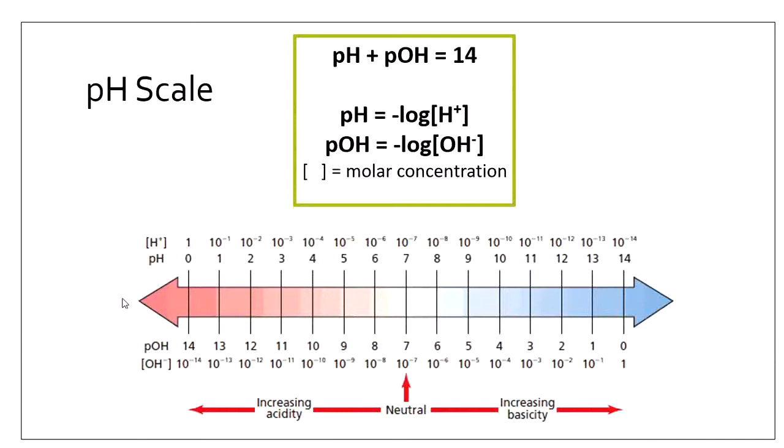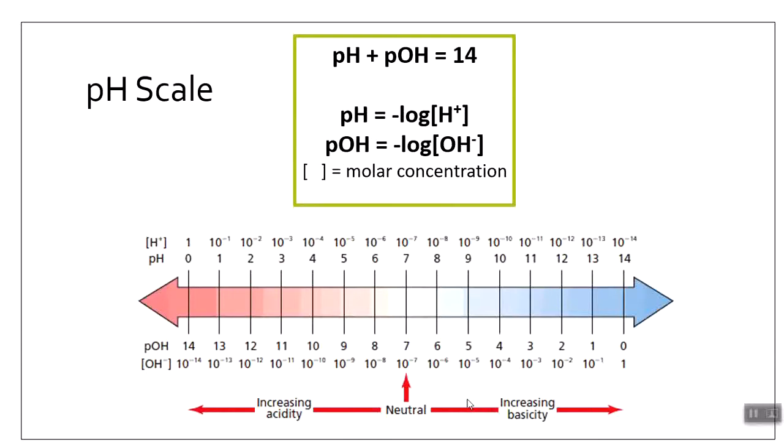Now remember, I said that the pOH is completely opposite of pH, right? And you can see that in the scale. pH is going from 0 to 14. When pH is 0, pOH is 14. When pH is 2, pOH is 12. Well, the third relationship here is that pH plus pOH is equal to 14.